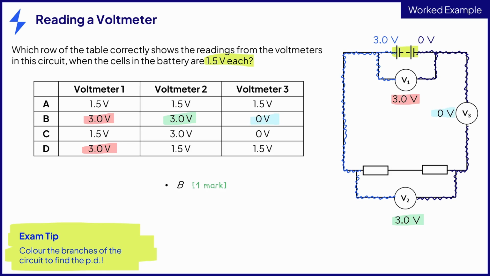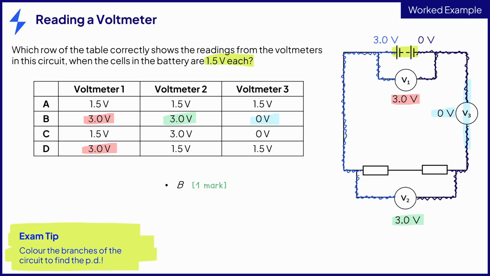A couple of things to pick up on here. Firstly, voltmeter 3 reads 0 because it's positioned in series. But even if it were positioned in parallel, we can see that there is no difference in electrical potential in this branch. Both arms of the voltmeter would read the same 0 volts.